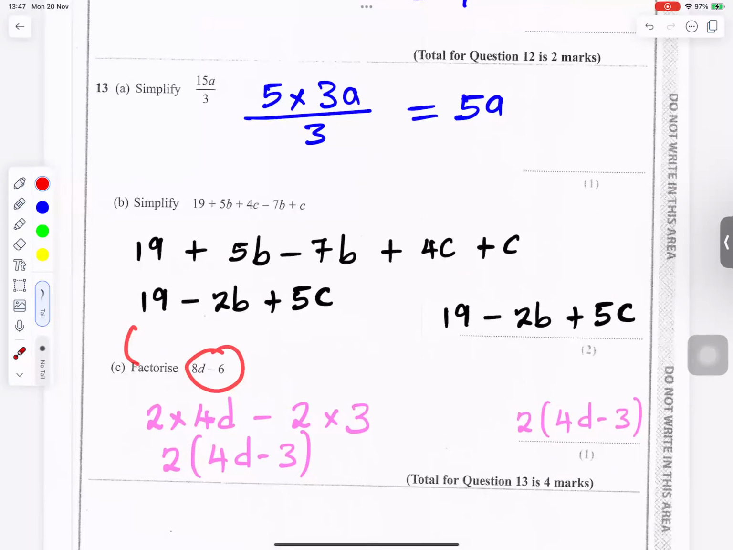Factorize means put into brackets. 8 is the same as 2 times 4. 6 is the same as 2 times 3. So 2 comes out of the bracket, and you're left with 4d minus 3. So 2 bracket 4d minus 3 is the answer.